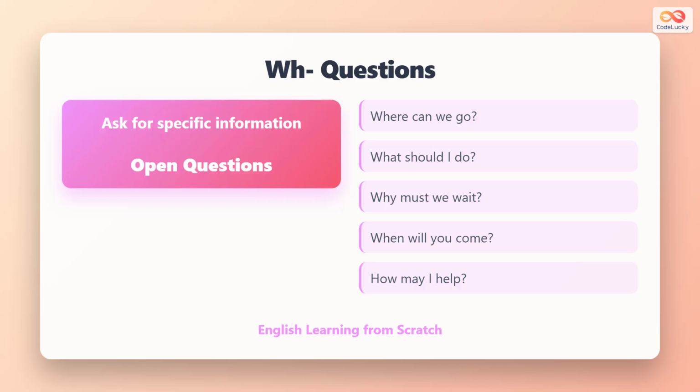WH questions ask for specific information using what, where, when, why, or how. They are open questions expecting detailed answers. Where can we go asks for location. What should I do seeks specific advice. The WH word comes first, then modal, subject, verb.